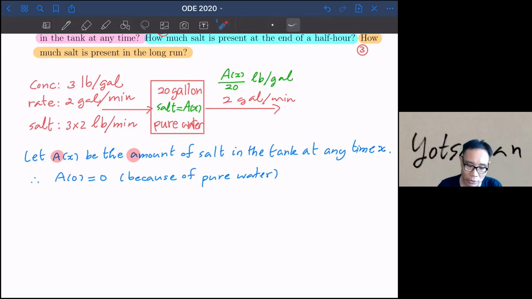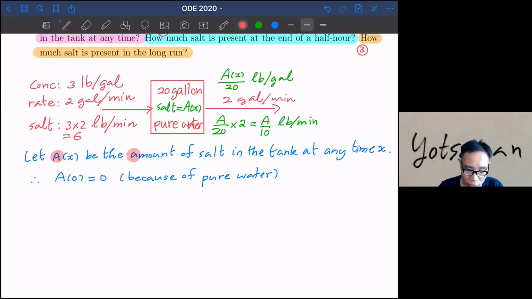So you're going to lose some salt from the brine also. When you take the brine out, the salt that you lose is the product of the concentration and the rate that you are flowing the brine out. In this case, it's A over 20 multiplied by 2, so it's A over 10 pounds per minute. This is the amount of salt that flows out of the tank, and the salt flowing in is equal to 6.